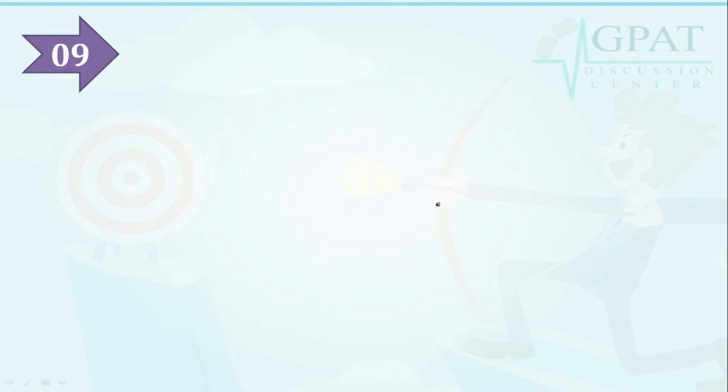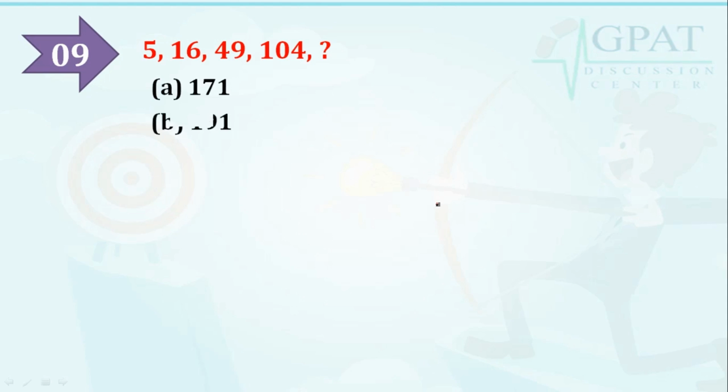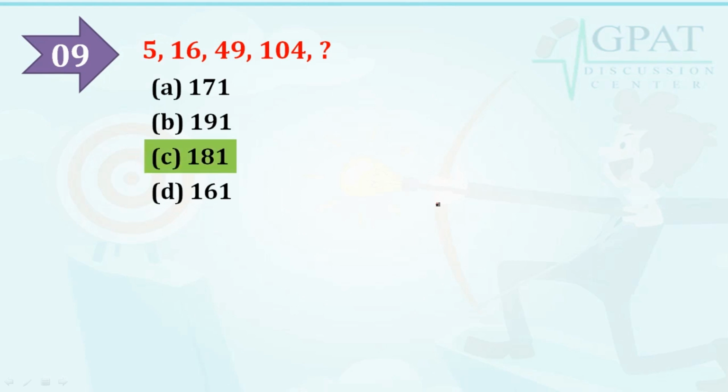Next question, question number 9. 5, 49 and 104. What will be the next number here? Options are 171, 191, 181 or 161, and the right option here will be 181. How? Let's see the explanation of this.